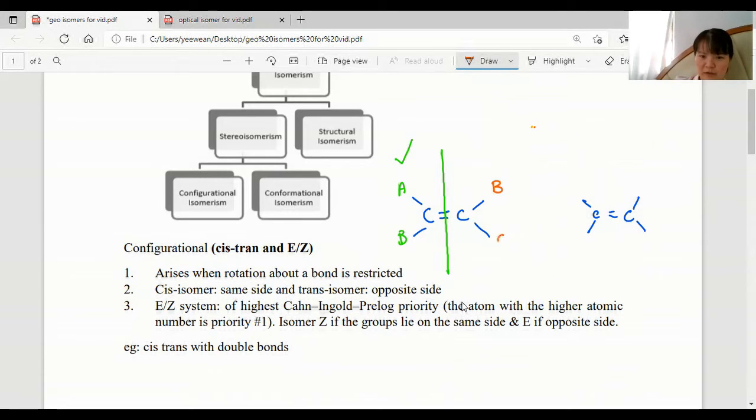So let me just put a C here instead. So it just has to be different. So you have to check on the left side, different, and check on the right side, different. Okay, what happens if you check on the left side? It's different. You check on the right side, they're the same. So this will not give you cis trans or E-Z isomerism.